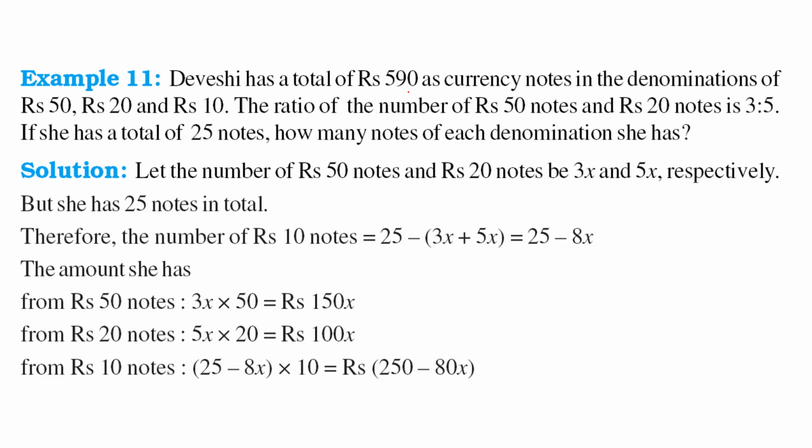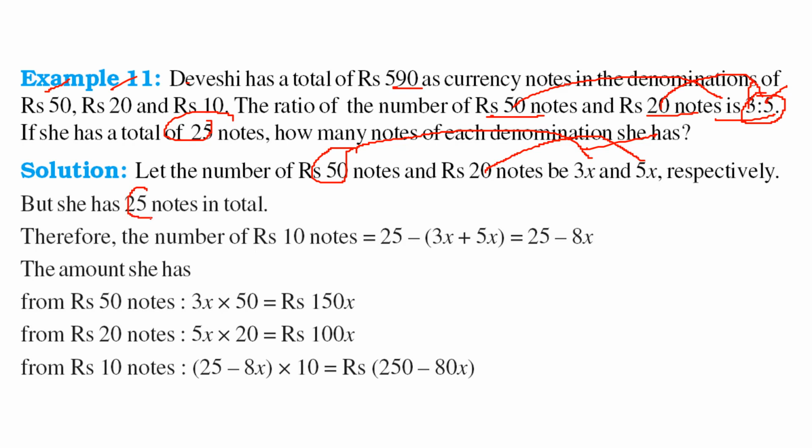Devashi has a total of 590 rupees as currency notes in the denominations of 50, 20 and 10. The ratio of the number of 50 rupee notes and 20 rupee notes is 3:5. If she has a total of 25 notes, how many notes of each denomination does she have? So let us take, because the ratio of this is given as 3:5, 3x, 5x. So let the number of 50 notes be 3x, and 20 notes be 5x, as given in the question.